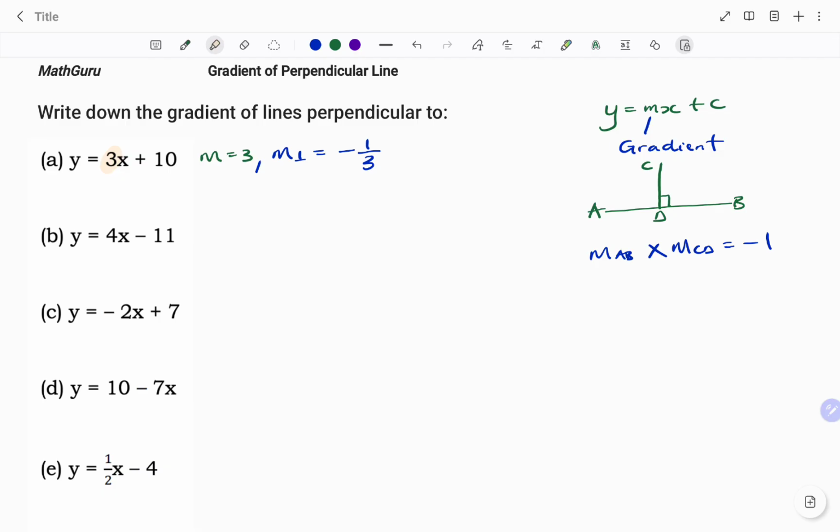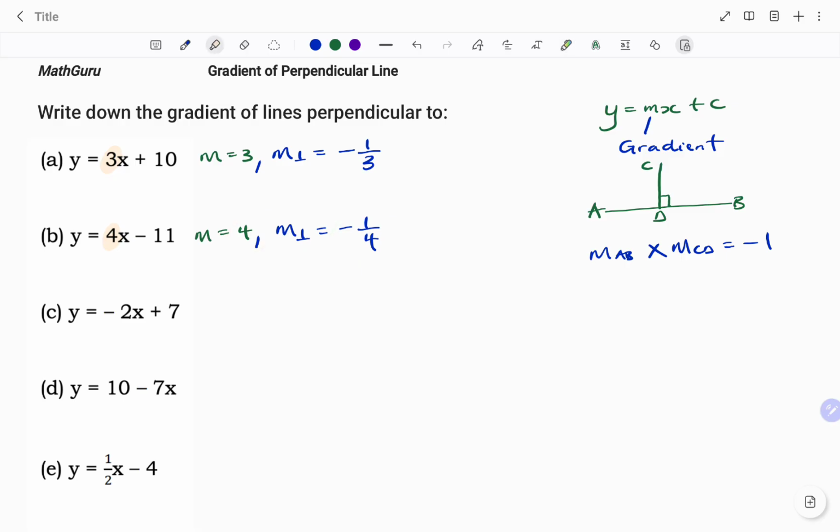In the second example, the equation y equals 4x minus 11 has been written in the standard form, so the gradient of the line is 4. So I have the gradient of this line m equals +4. Therefore, the gradient of the perpendicular line is the negative inverse, which is -1/4. Note that if we multiply each of these gradients together, it's going to give us -1, and that shows that that line is perpendicular to the equation given. If we multiply 4 and -1/4, that will give us -1.